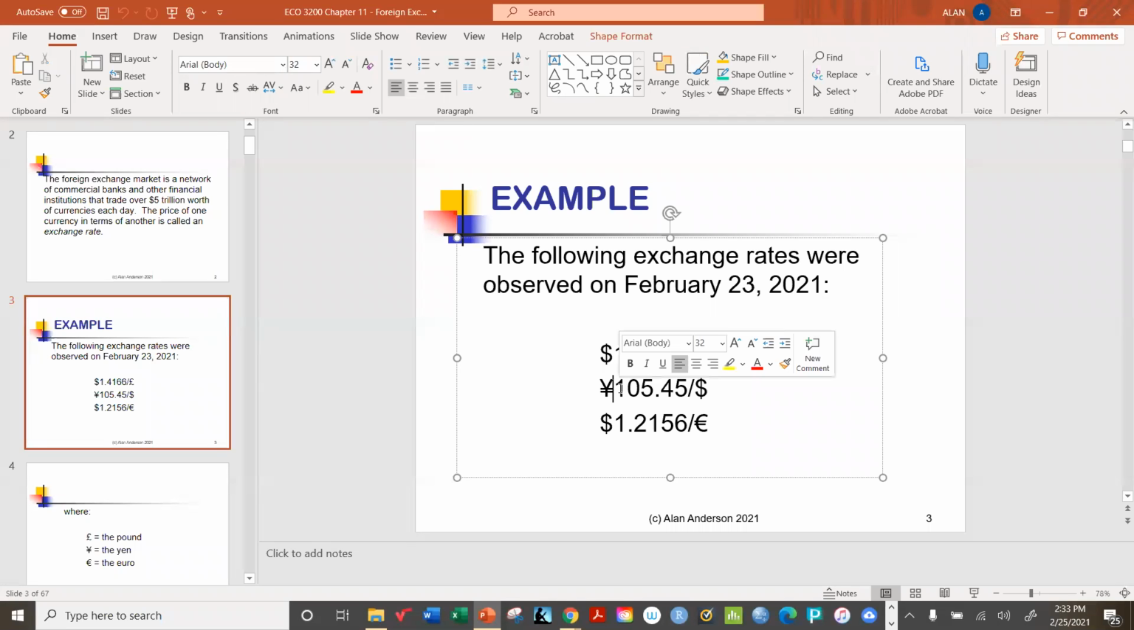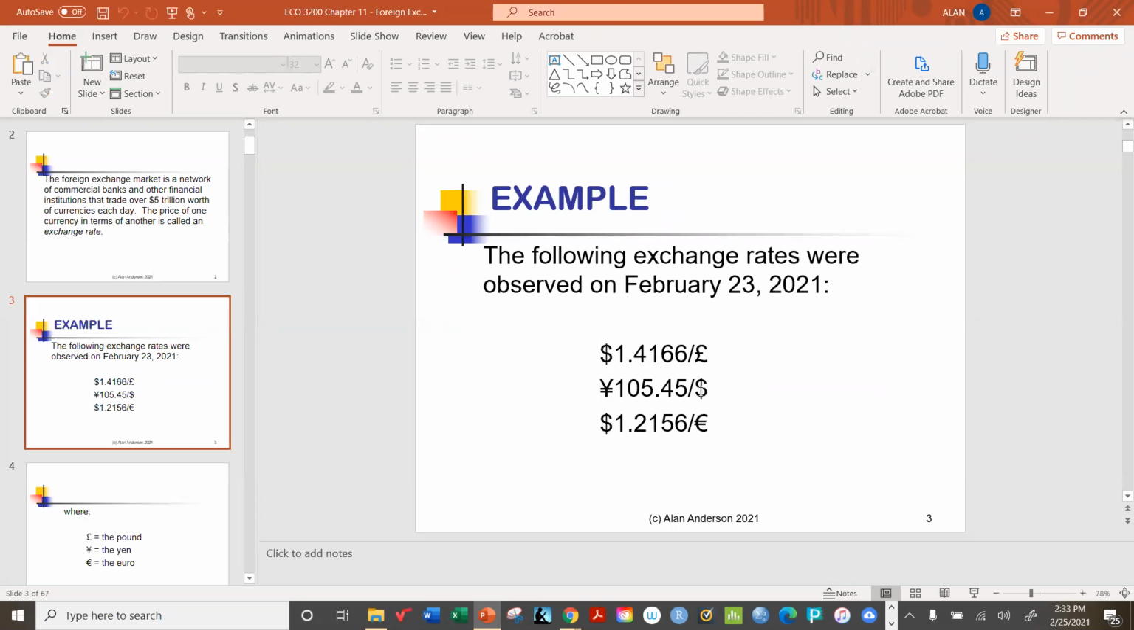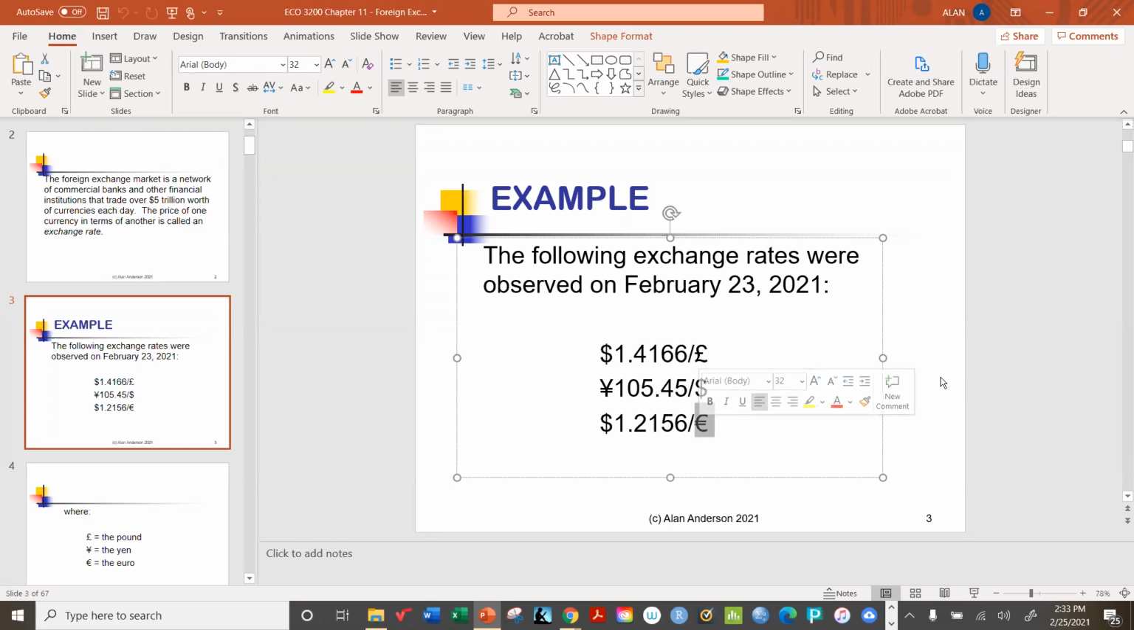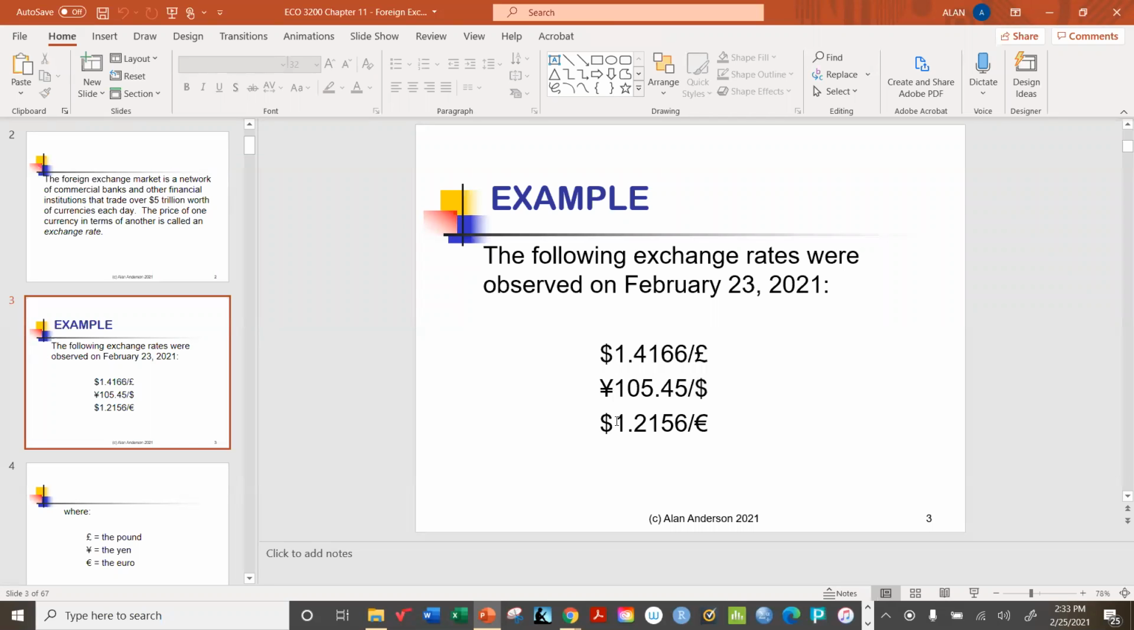In this second quote, this symbol represents the Japanese yen. And this quote says that for each dollar that I want to buy, I would have to pay 105.45 Japanese yen. And then finally, in this last case, you might recognize this symbol as the symbol for the euro, which is used by 19 European countries. And we'll talk about that as we go along. But right now, it will cost you about $1.2156 to buy a single euro. So if you're going to France or Germany or Italy, you'll have to buy euros because all those countries are using the euro.